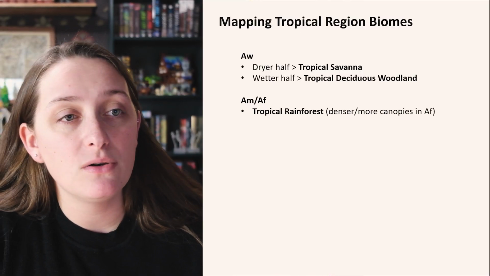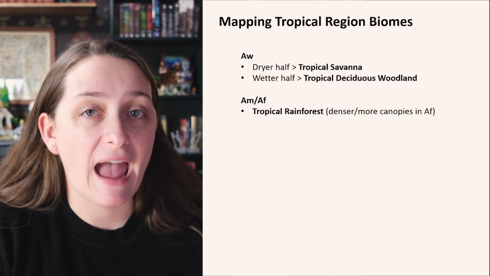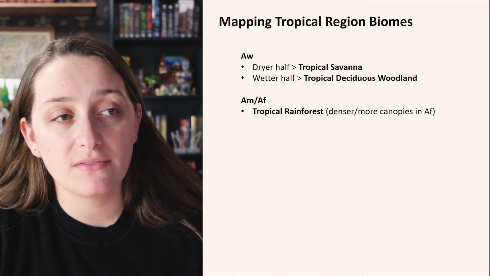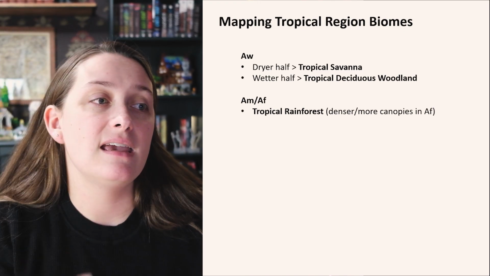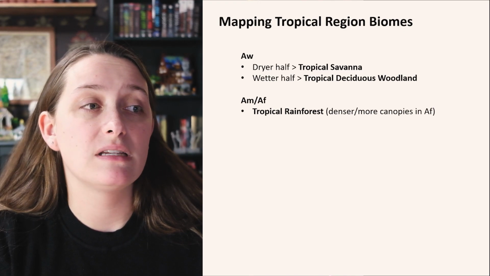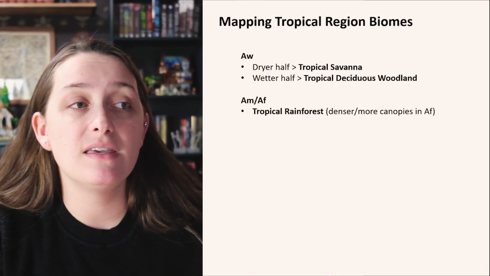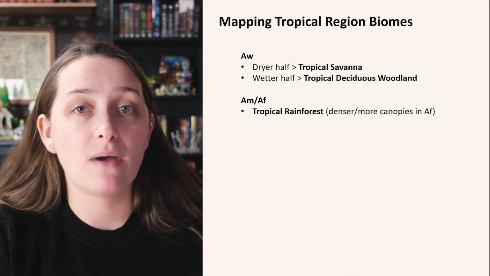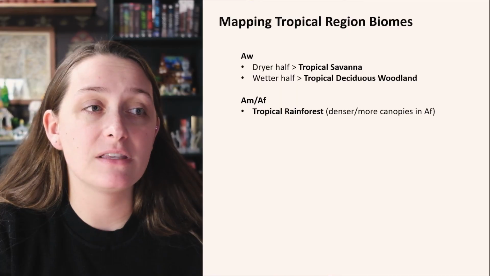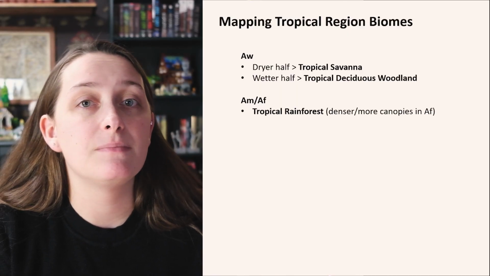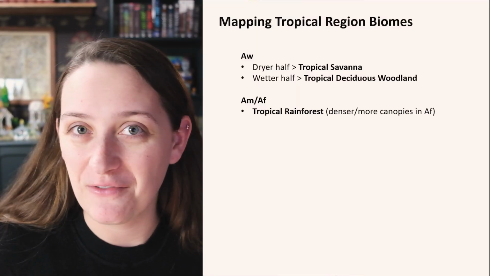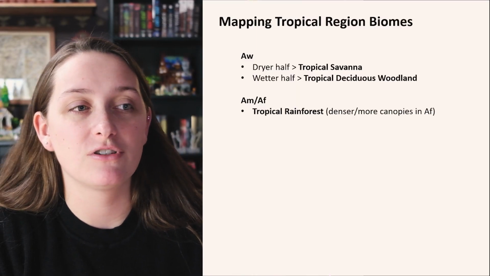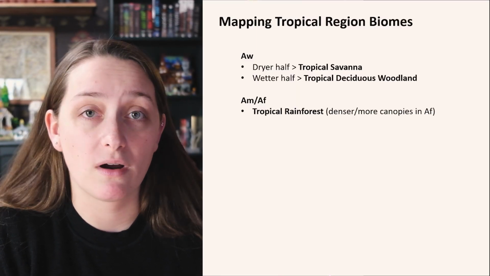So in AW, which is our savanna, in the drier half, you're going to see tropical savanna, and in the wetter half, you'll have tropical deciduous woodland. And in AM and AF, you're going to see tropical rainforest. The drier sides of these, mainly in AM, are going to have fewer canopies and be a little bit less dense than in AF, the rainforest climate region, which is going to be a lot denser and have even more canopies.